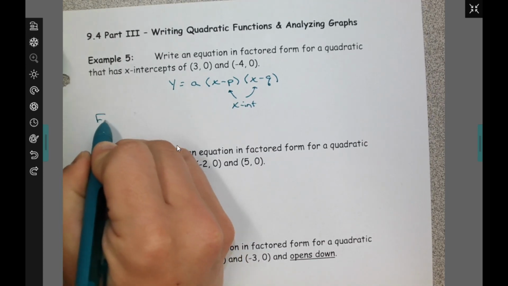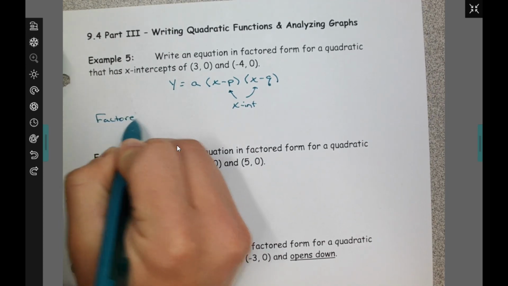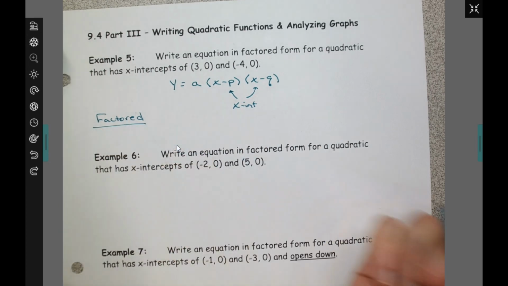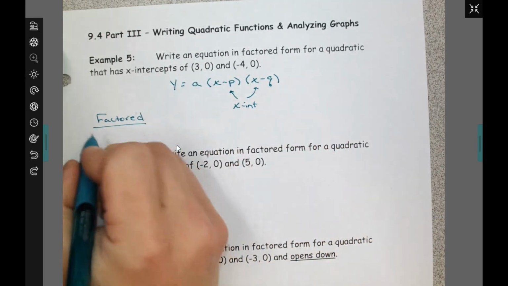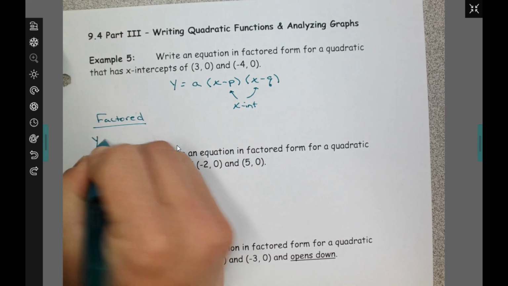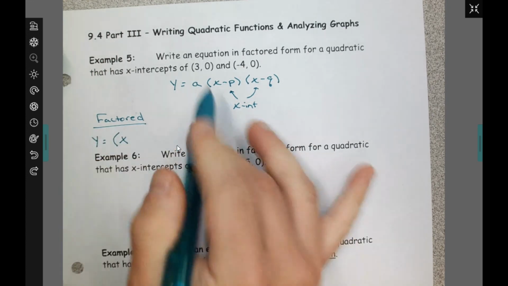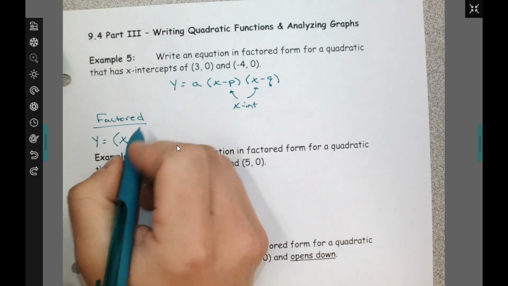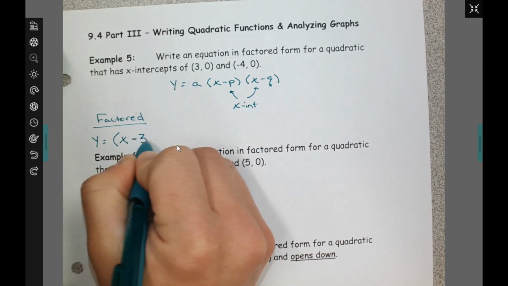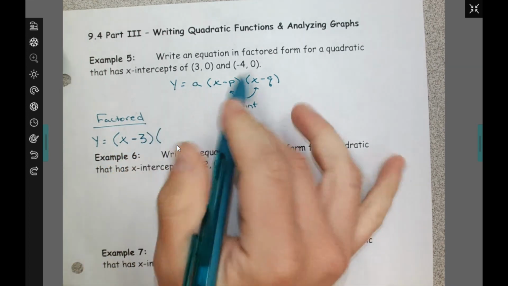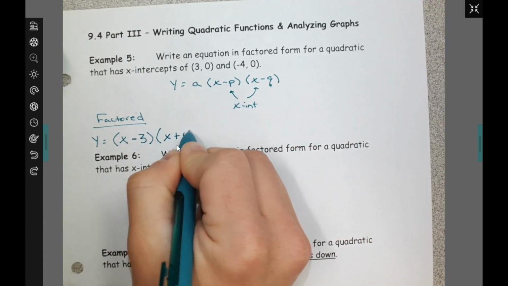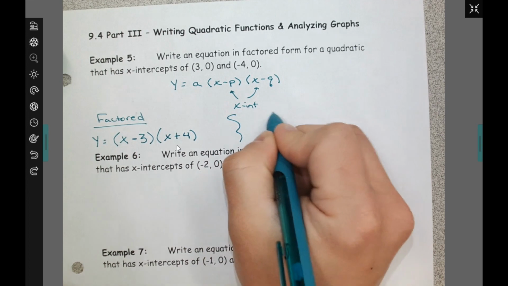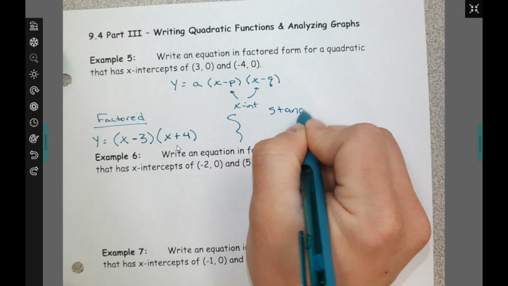There's two ways you can write this. So first off would be factored form. For factored form, you're just going to take your x-intercepts and plug in the opposite. So what I mean by that, you're going to have y equals parenthesis x. Since I have an x-intercept of positive 3, inside the parenthesis it's going to be the opposite. It's going to be minus 3. And I have an x-intercept of a minus 4, so inside the parenthesis, opposite gives me x plus 4. That's it. So that's factored form.